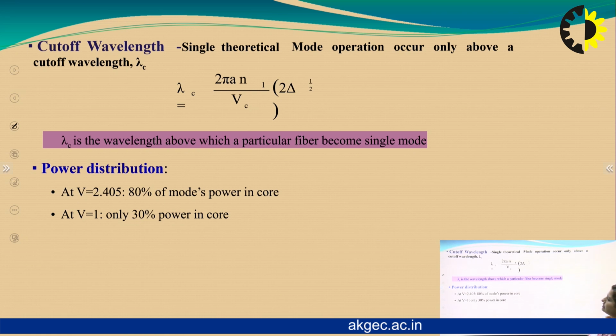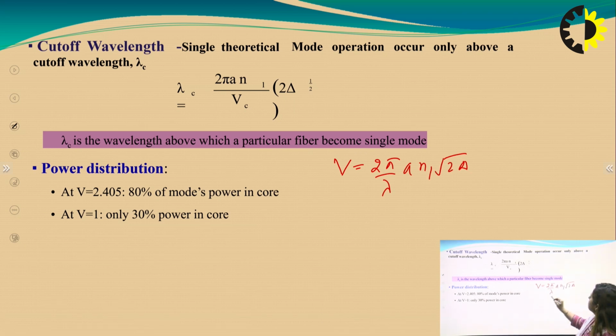You can calculate it with the formula 2 pi by lambda into A into N1 under root 2 delta. With that formula, you can easily calculate the value of lambda c. So we have V equivalent to 2 pi by lambda into A into N1 under root 2 delta, and with this, lambda c can be calculated: lambda c is 2 pi by Vc into A into N1 under root 2 delta.